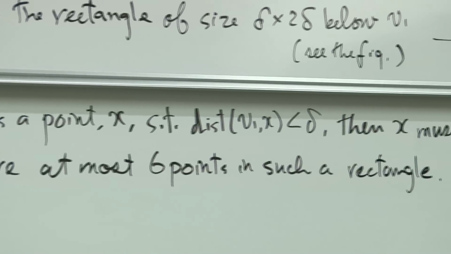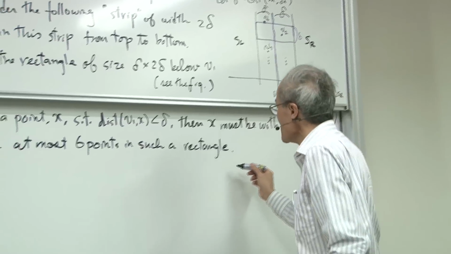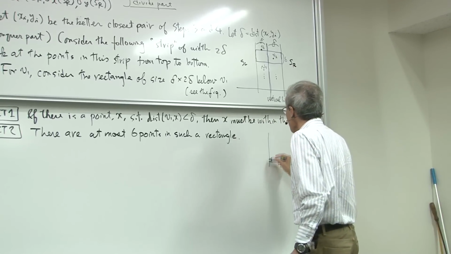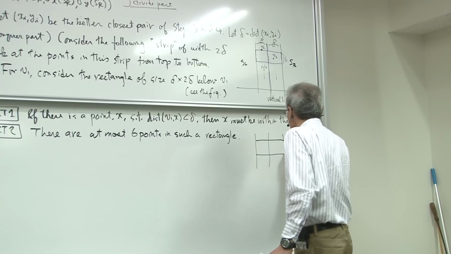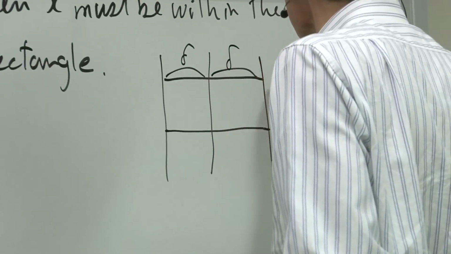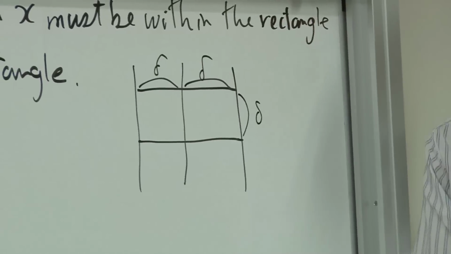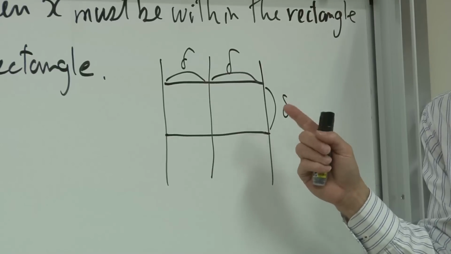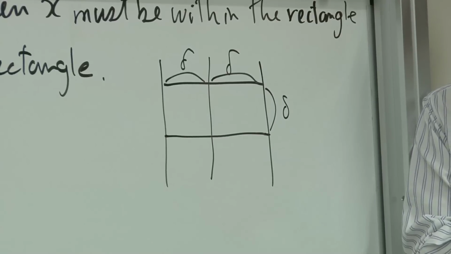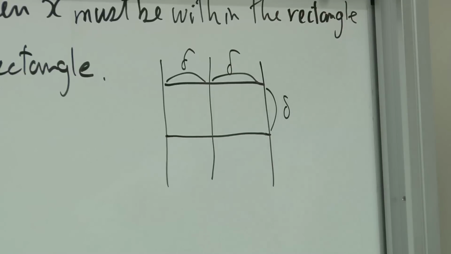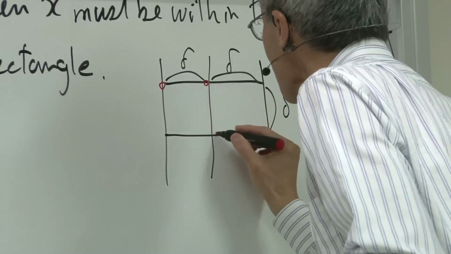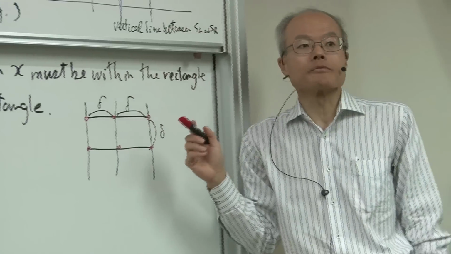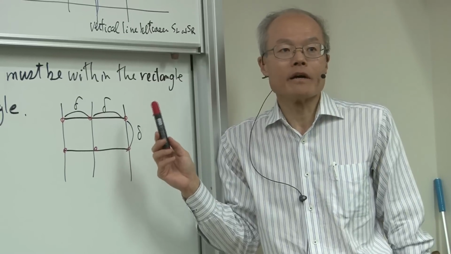The second fact is also easy. We look at any such rectangle, meaning 2 delta by delta. Then there are at most 6 points in this rectangle. No more than 6. There must not be 7 points. Why? The worst case is this. There can be 6 points in this rectangle, but there is no 7th one.